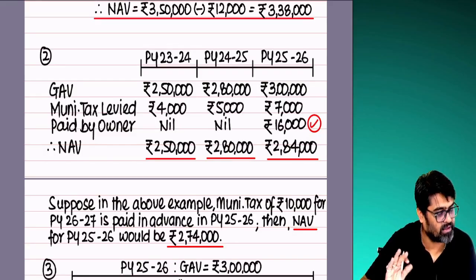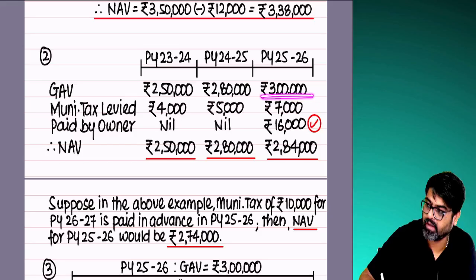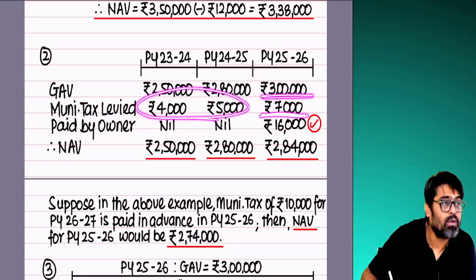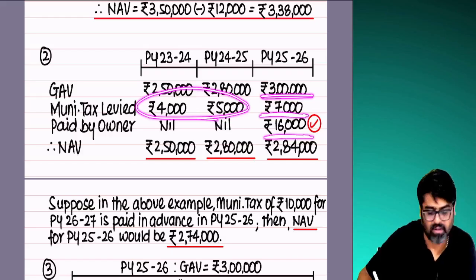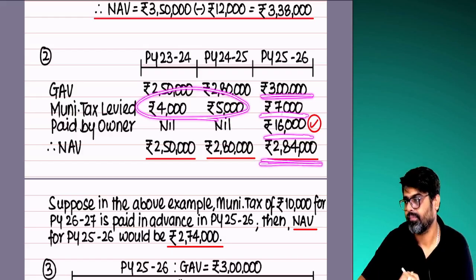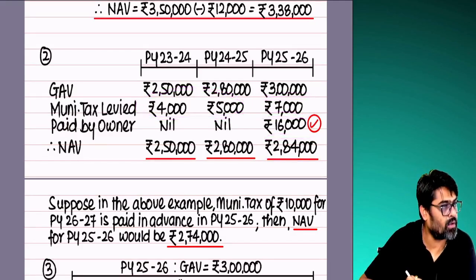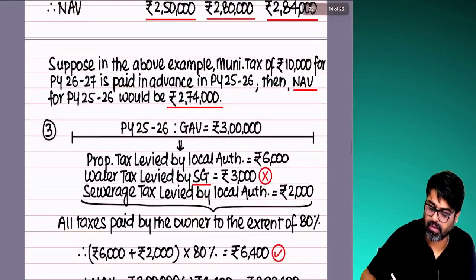Entire 16,000. So what was your GAV? Out of that, will you take only the 7,000 paid for this year or these two also? So total 16,000 you are going to take as a deduction. How much will be your NAV? Yes or no? Now let's take the same example, the above example.